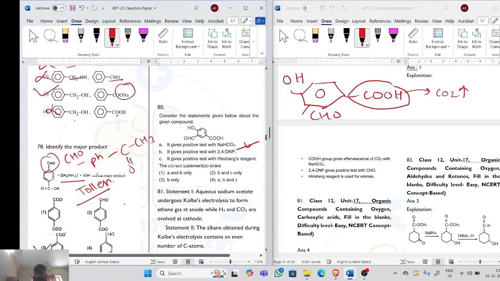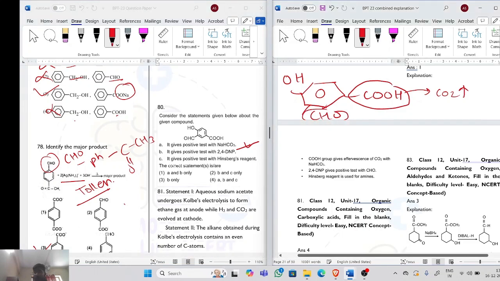Second, will it give a positive test with 2,4-DNP? Yes, because an aldehyde group is also present. The aldehyde group will give the 2,4-DNP test as well. So option number 2 is also correct.